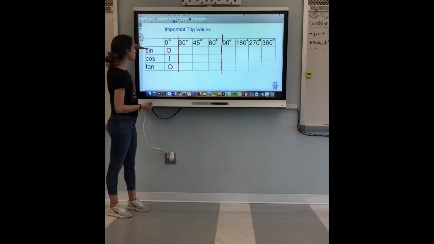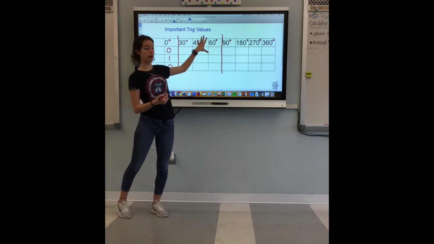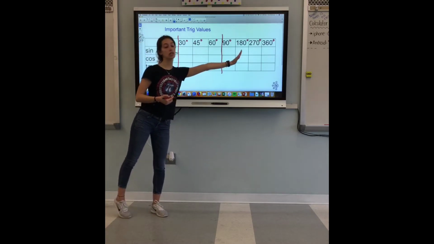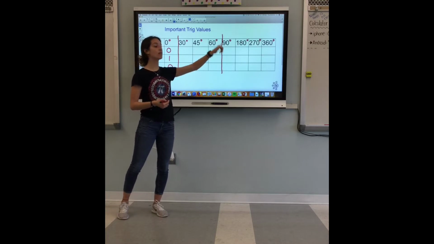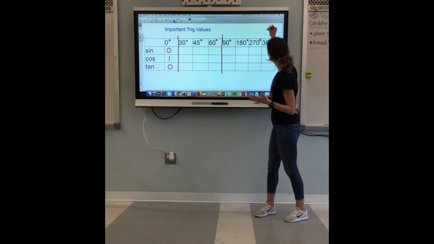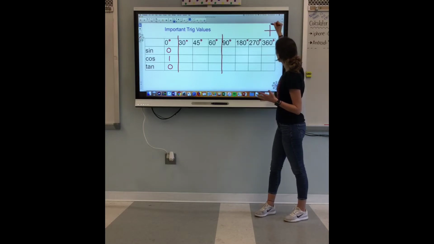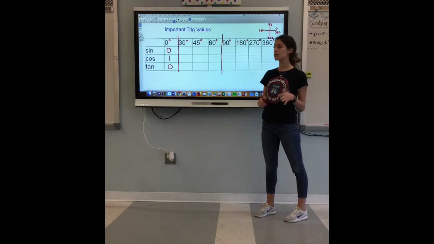So now we're going to look at sine only. We're going to kind of skip this middle section for right now, and we're going to go to those angles. Now, 0, 90, 180, 270, 360. We've seen that before because those are the degrees of our quadrants. 0, 90, 180, 270, and 360. Okay, so those are important angles that we keep seeing.